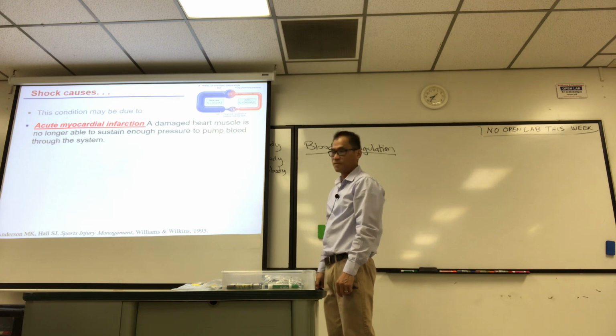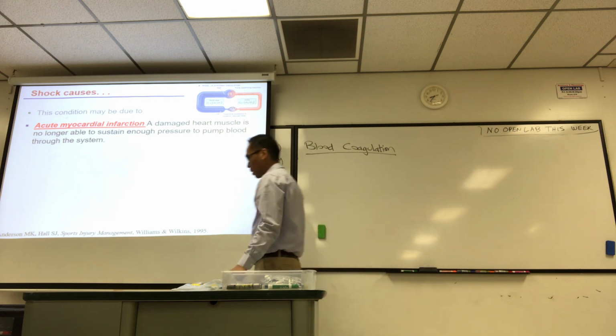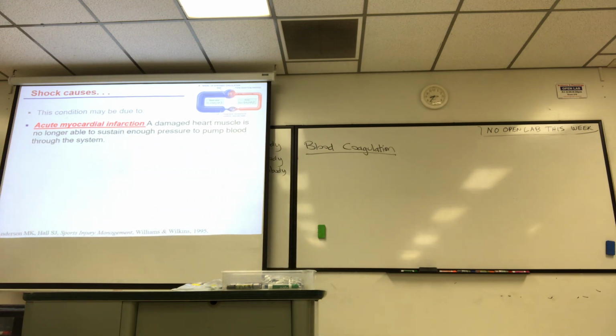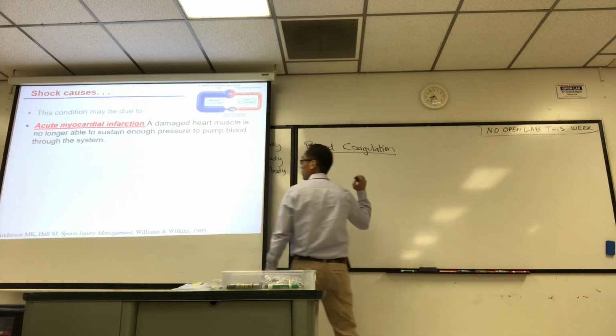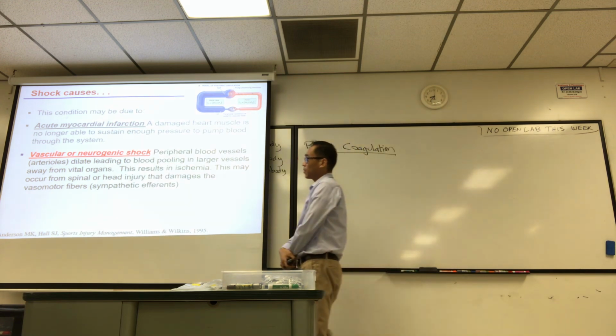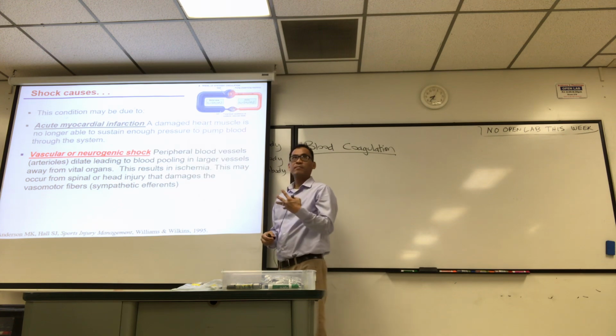So there's different causes of shock. For whatever reason, the blood's not circulating. Maybe you're losing blood. Maybe the heart's not pumping. You have an acute MI. If you can't keep the blood pressure up, that'll cause shock. Vascular or neurogenic shock. The peripheral blood vessels, the arterioles, maybe they dilate too much. Maybe you have a head injury.